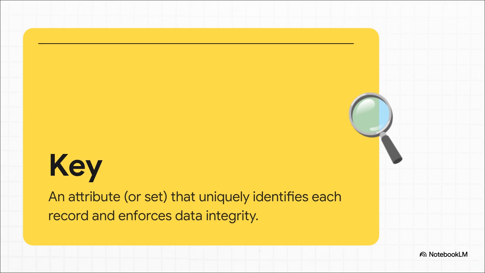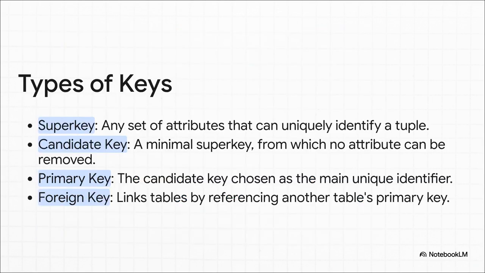It's brilliant. Now, keys come in a few different flavors. For what we're talking about today, the two you really need to know are the primary key, that's the main one, the official unique ID for each row, and the foreign key, which is a special key we use to link different tables together. The others, like super key and candidate key, are really just steps on the way to choosing that one perfect primary key.